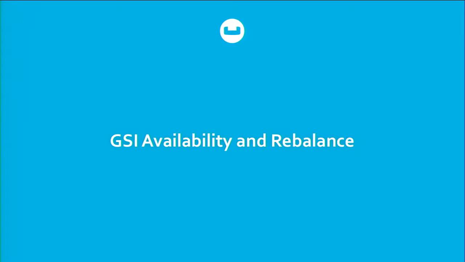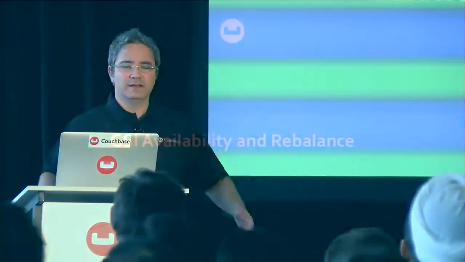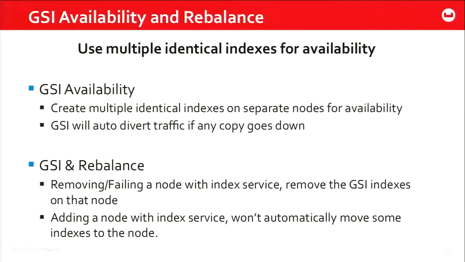GSI's availability and rebalance is an interesting thing as well. How do I actually fail a node or add another index service node? And what happens when I push that rebalance button that I like so much? What you can do is, as I said, create multiple indexes that are identical and place them on separate nodes. And that becomes your availability story. This is a bit of a manual approach.